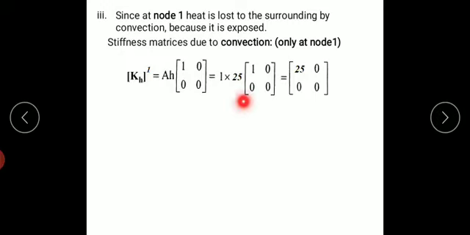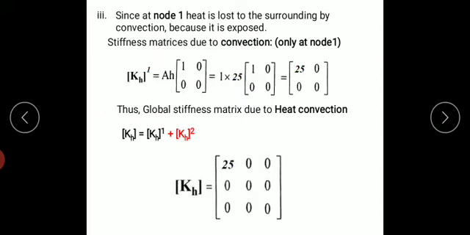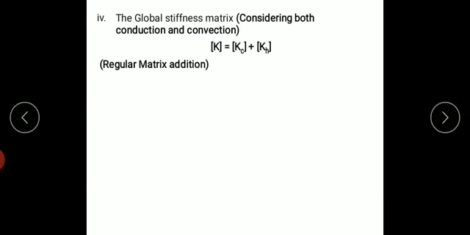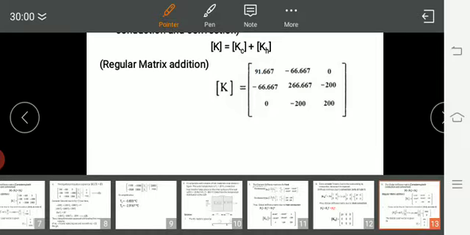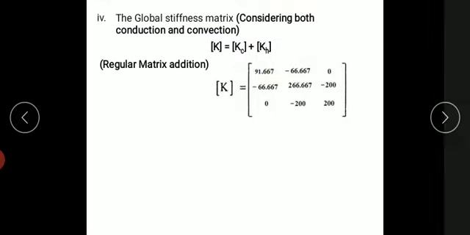AH is 1000 times A. A I know, H I know. If I substitute, I get the value. Now the global stiffness matrix for the heat convection: at element 2, no convection is taking place, only at element 1, and that too at node 1. So I got only 25, the remaining values are 0. Next, the total equilibrium: the total stiffness matrix of the total system considering convection and conduction, K is equal to Kc plus Kh, a regular matrix addition. Only at this point 66.667 plus 25 is equal to 91.67, that is the value I am going to get.